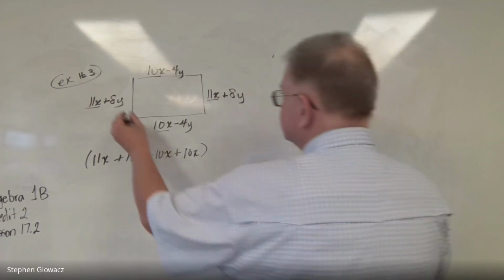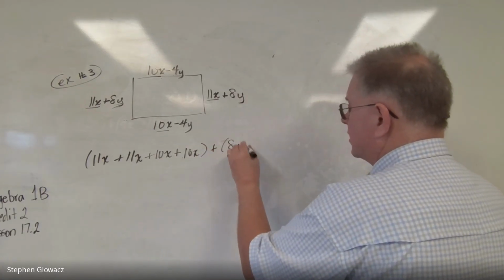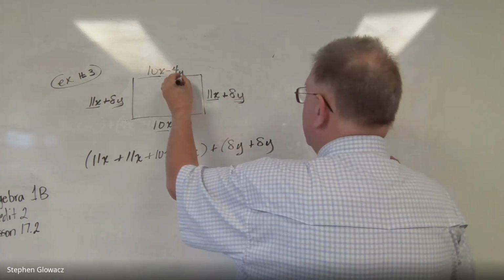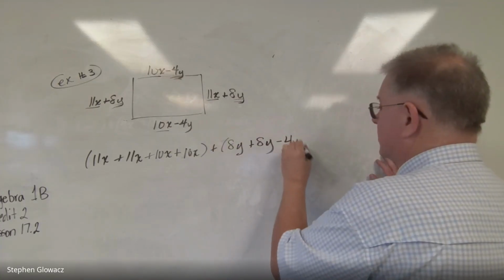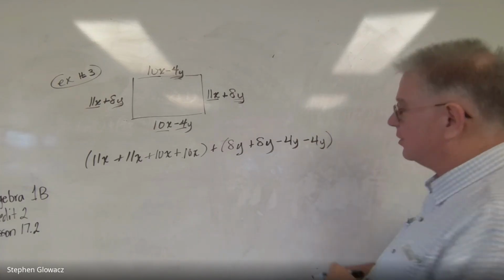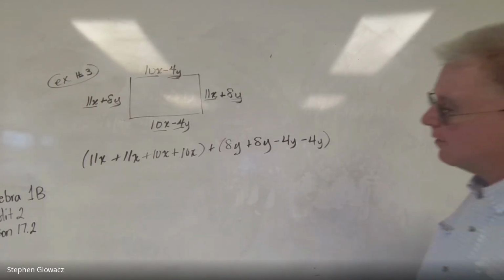For the y's, we have 8y and then another 8y and then a minus 4y and then another minus 4y. So careful on those signs. Make sure positives are positive, negatives are negative. All right, let's go ahead and add this up.